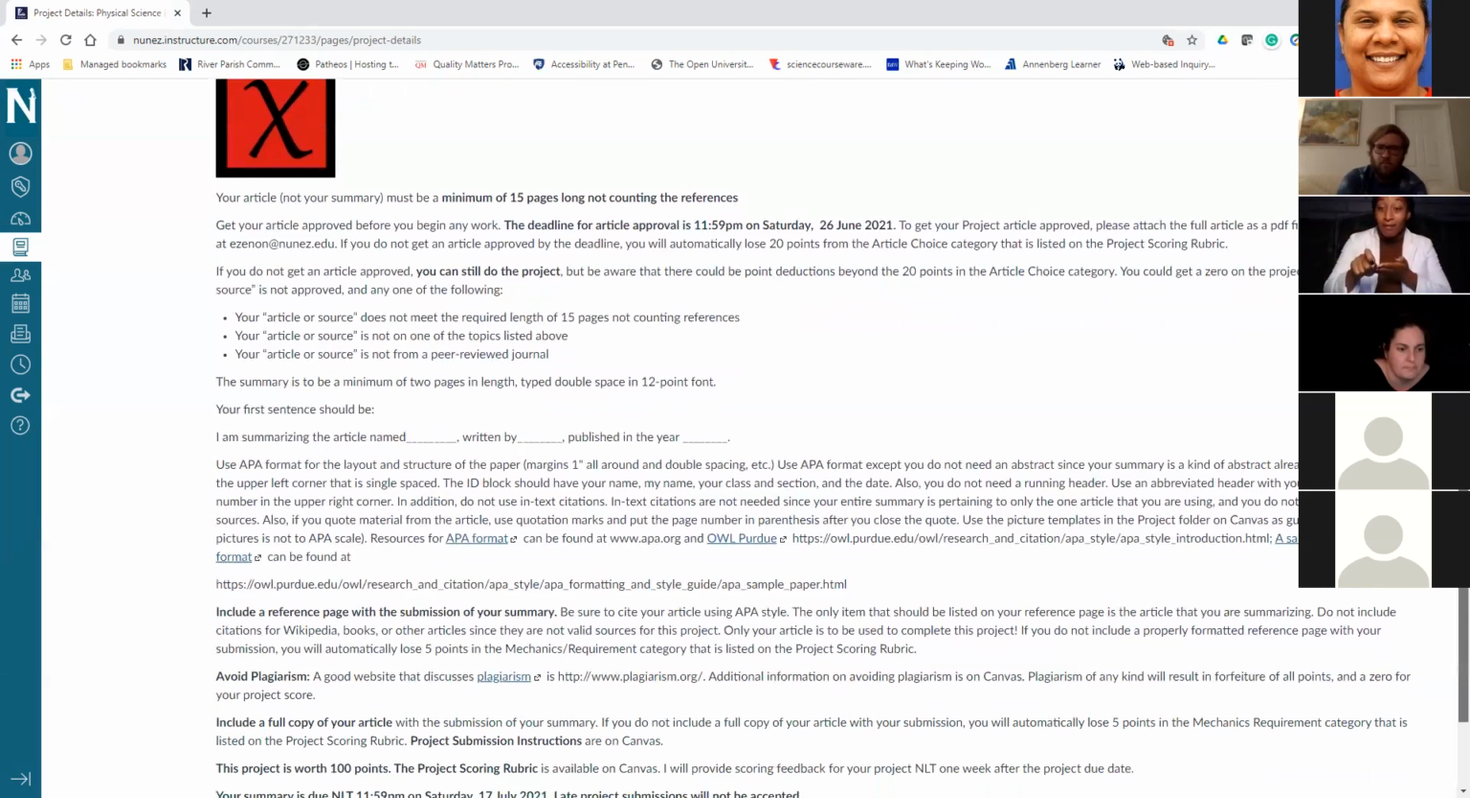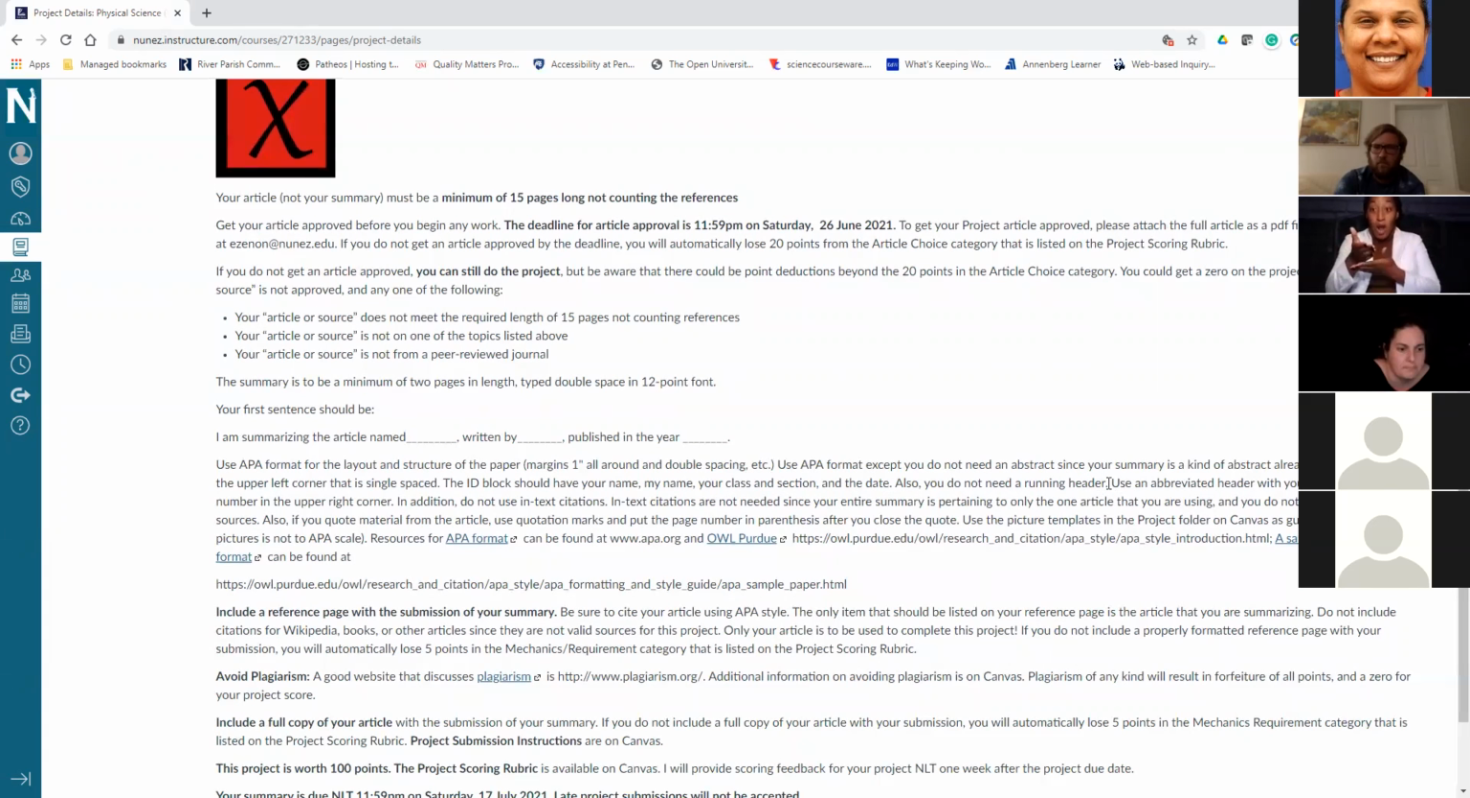So this breaks down for you how you lay out the paper, right? 1 inch margins all around, double spacing. You have an ID block in the upper left corner, that's single space. I list the items that go in the ID block: your name, my name, the class and the section, and the date.